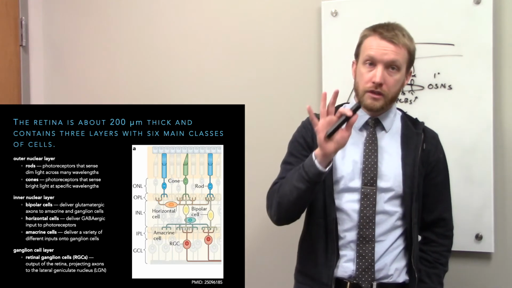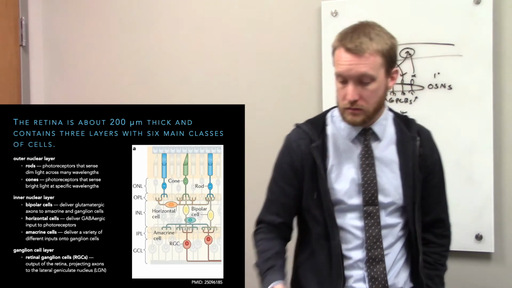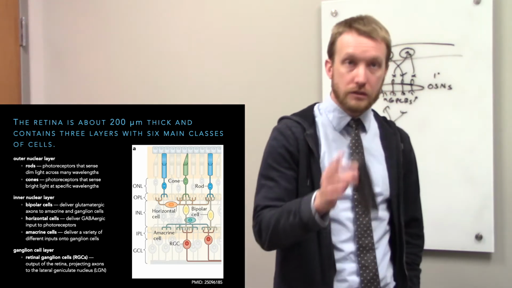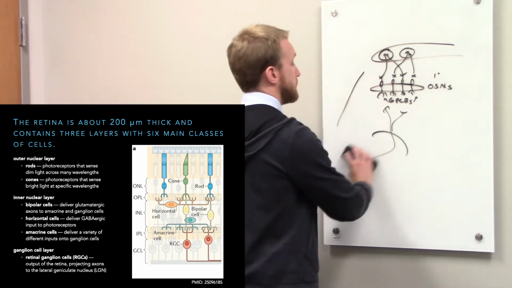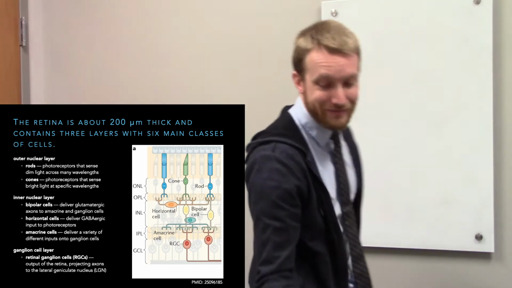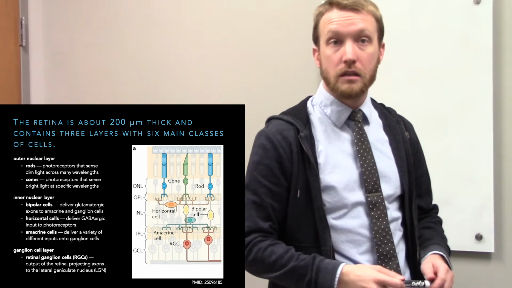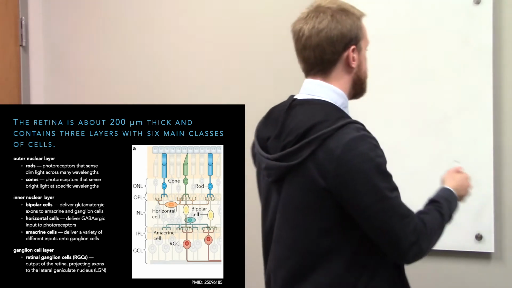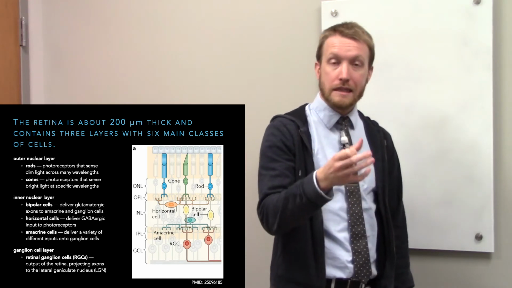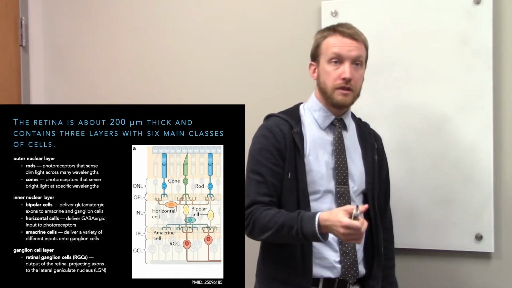We got 3 layers in the retina. There's the outer nuclear layer, there's the inner nuclear layer, and there's the ganglion cell layer. Now, of course, we're all aware by this point that our retina is inverted. In other words, the ganglion cell layer is on top, the outer nuclear layer is on the bottom, and the inner nuclear layer is in between.